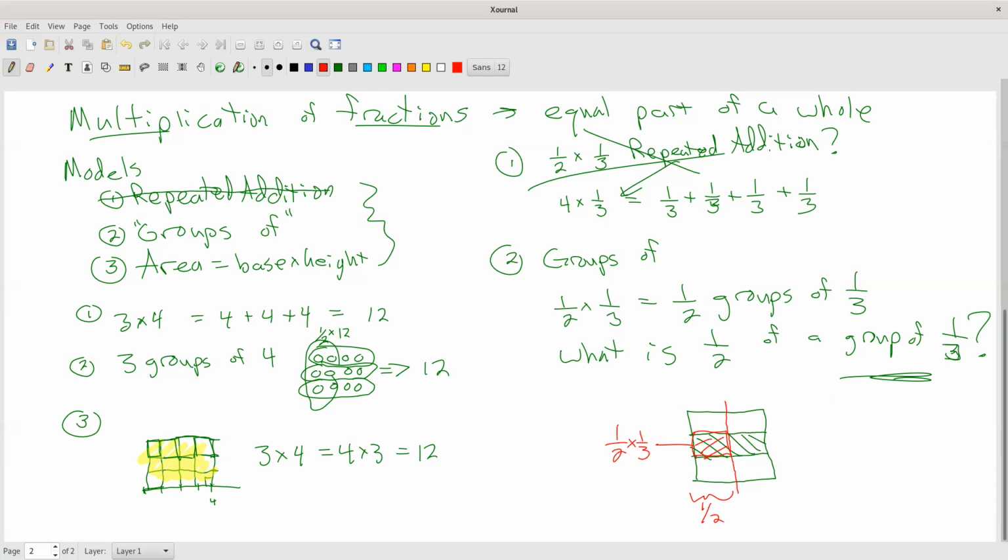Next question, I've identified that region right there. To finish this off, I need to identify what part of the whole is that. What part of the whole do I have? Well, I can see my whole has 6 pieces and I have one of them. So it looks like my answer is 1/2 of 1/3 is 1/6. Coincidentally, 1 times 1 is 1 and 2 times 3 is 6.